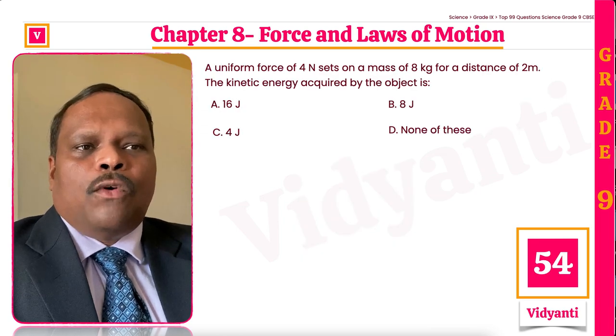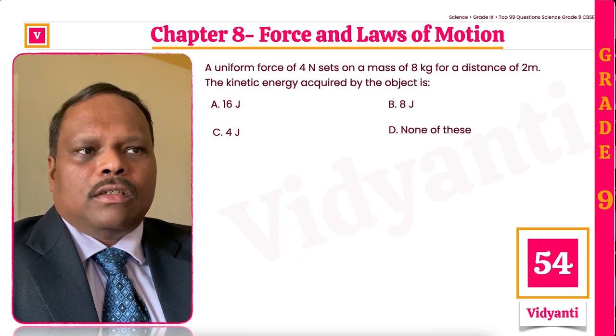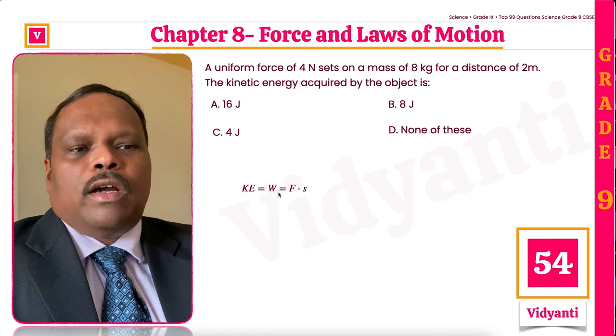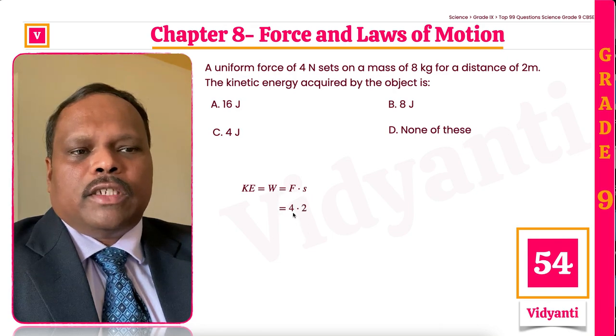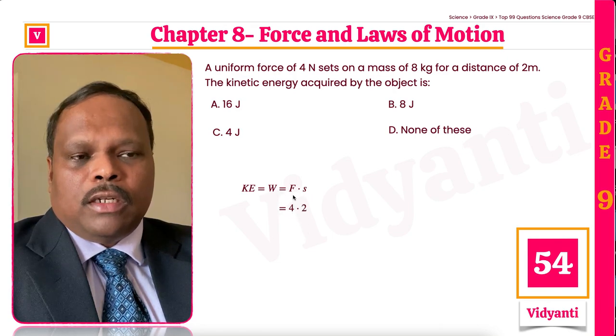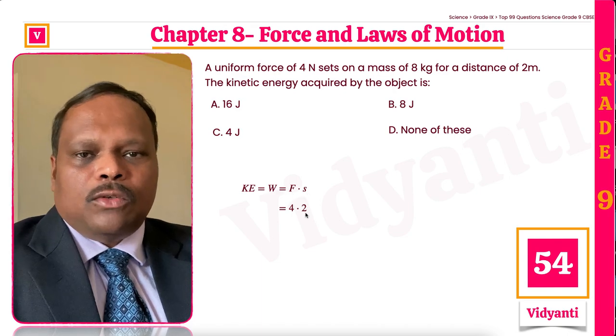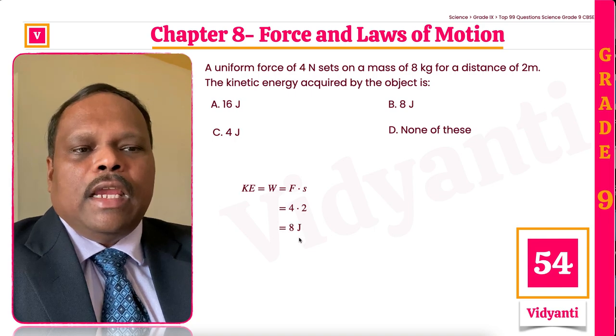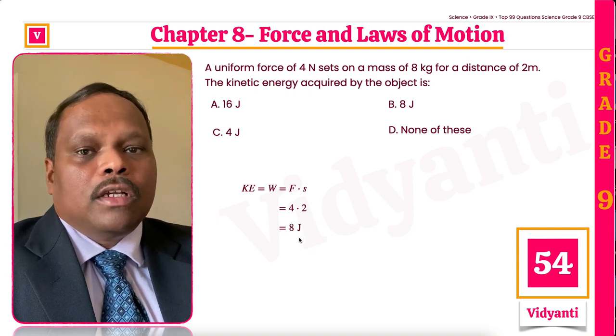A uniform force of 4 Newton is acting on a mass of 8 kg for a distance of 2. Let's see, kinetic energy is the same as work done. We have the work-energy principle. Work is force times displacement. So 4 is the Newton force, and displacement is 2 meter, so that will be 4 times 2, that will be 8, and the unit of energy or work will be joules.